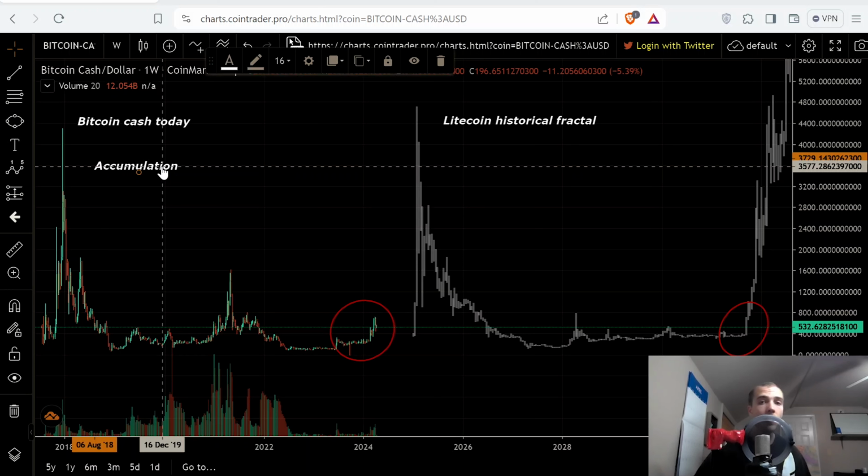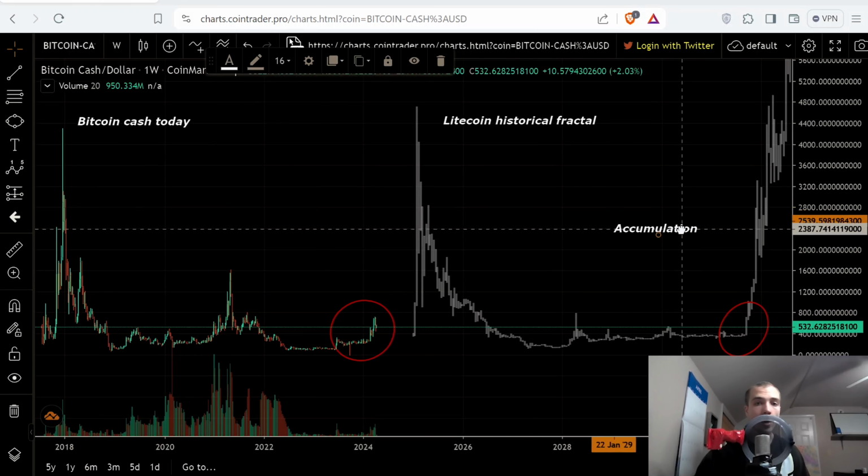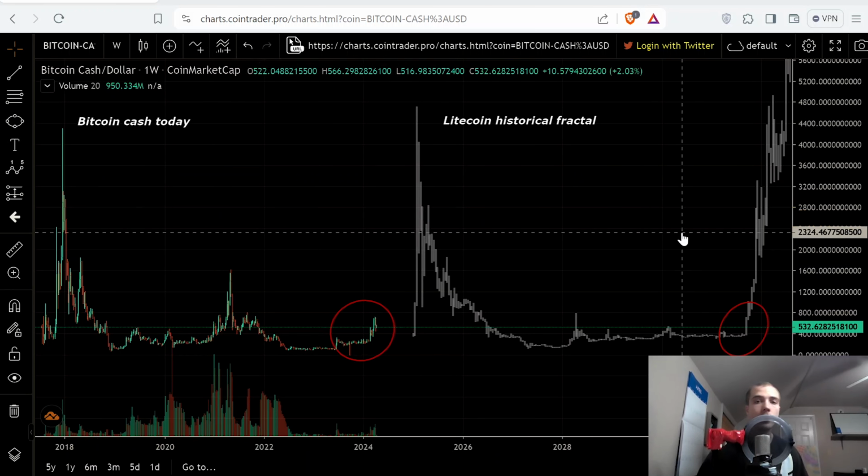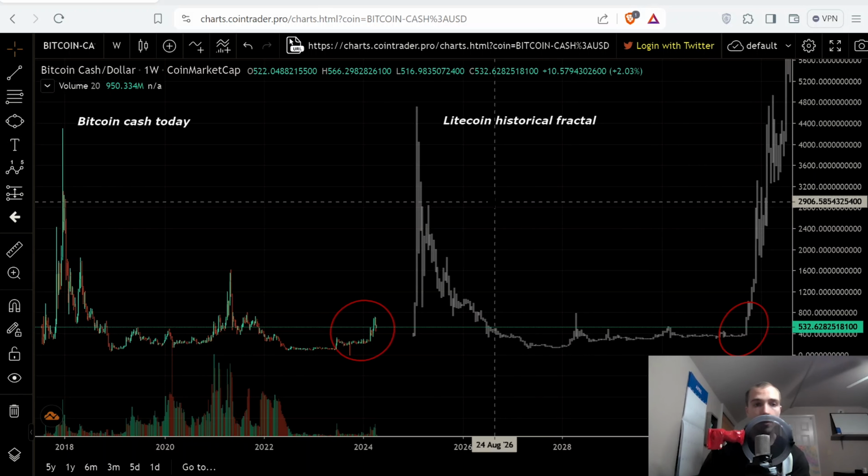Because what comes after accumulation? Well, a huge bull market. So over here on the right side, I have Litecoin, and over here on the left, I have Bitcoin Cash, and you guys can see the similarities between these two charts and their accumulation cycle.